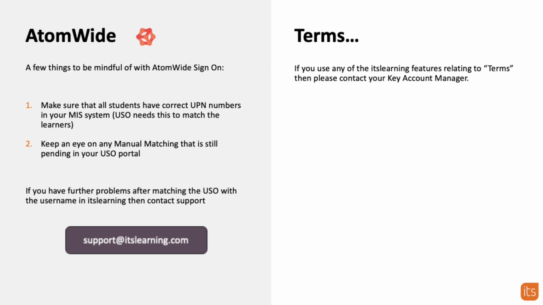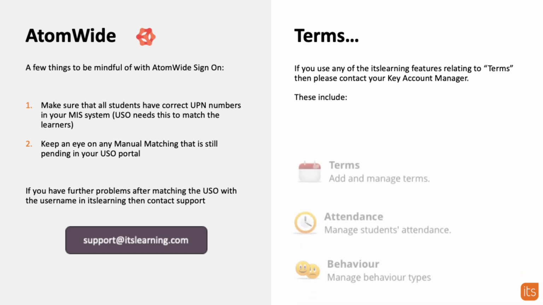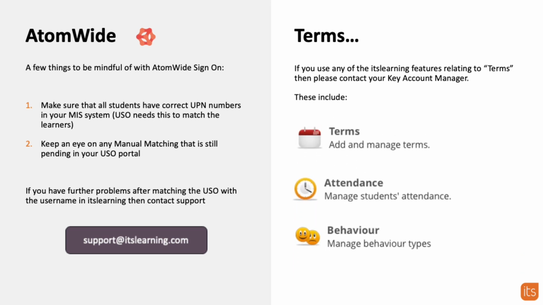On the other side here, we also have some people using terms. If you do use any of the itslearning features relating to terms, then do contact your key account manager. So if you're using things like terms, the attendance feature, particularly if it's the attendance 2.0 and not the newer one, or the behavior feature, then please contact your key account manager. They will support you and they will find out what you need to do.